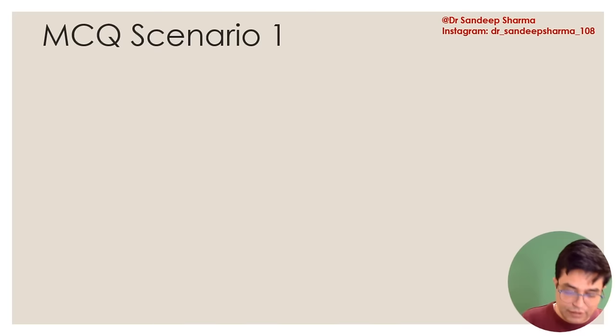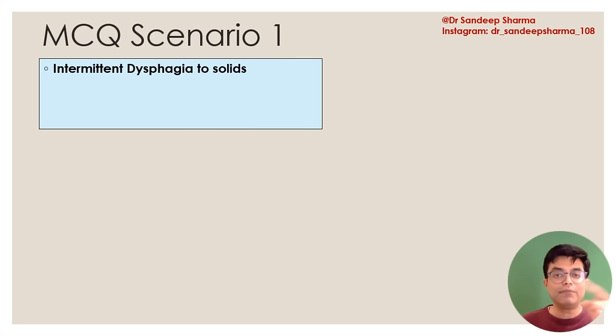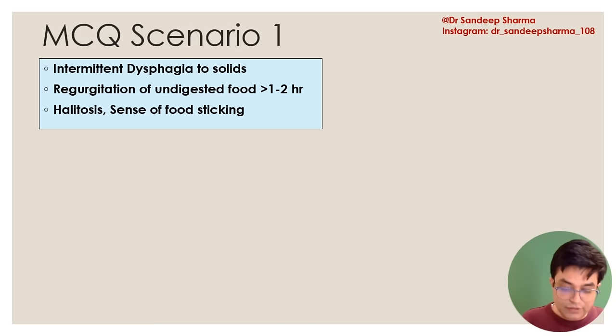So let us start. MCQ scenario number 1. The MCQ examiner will say that there is a patient who is having intermittent dysphagia to solids. Intermittent dysphagia to solids means it is likely to be a structural cause of esophageal disorder. Second, there is regurgitation of undigested food more than 1 to 2 hours after eating. Thirdly, there is halitosis. Halitosis means bad breath. And sense of food sticking in the throat.